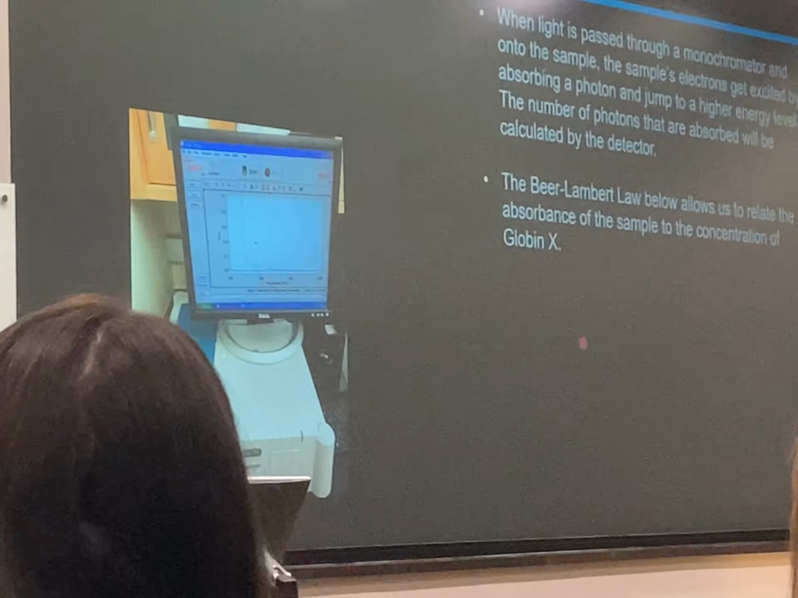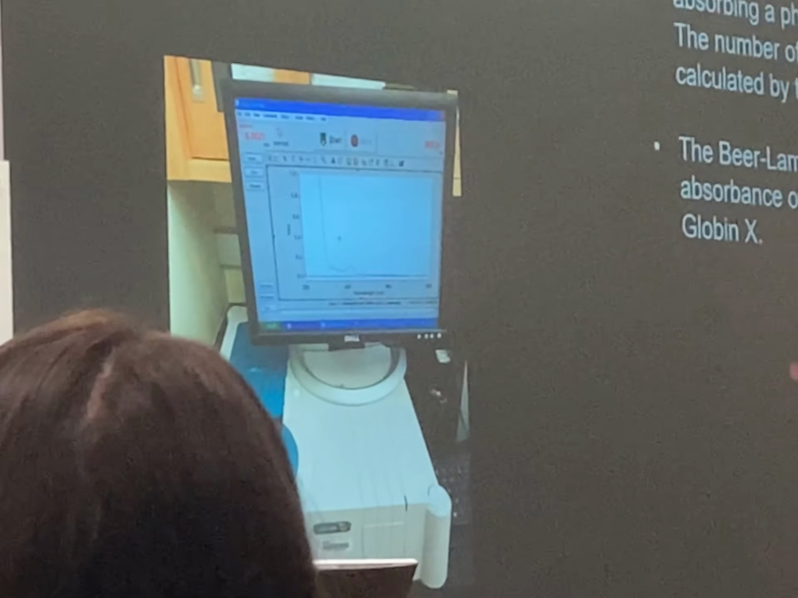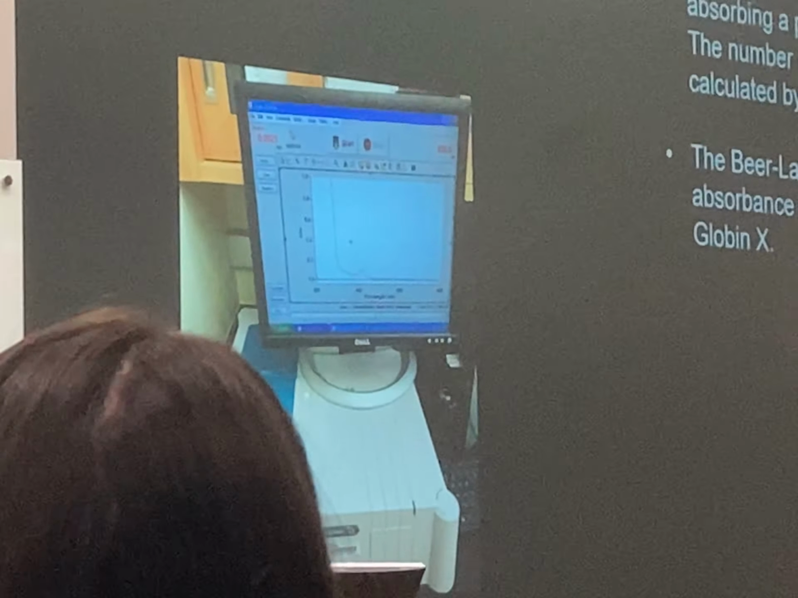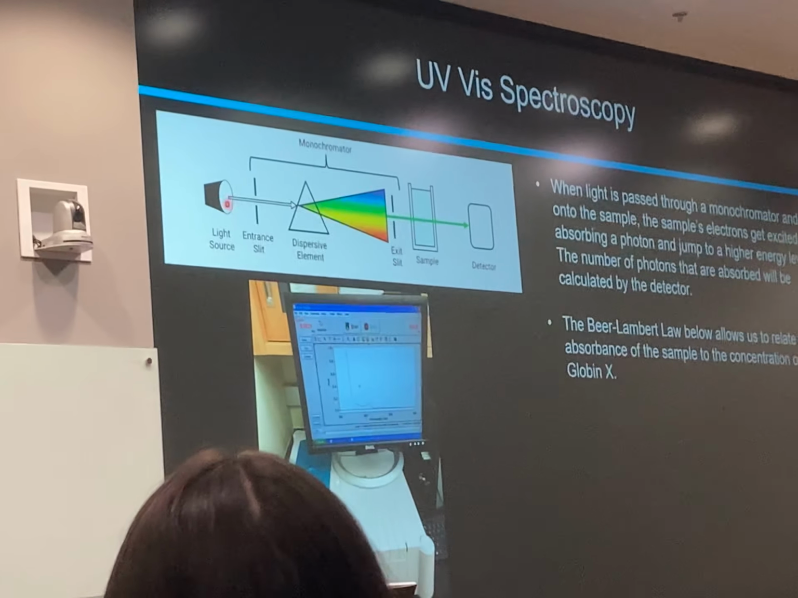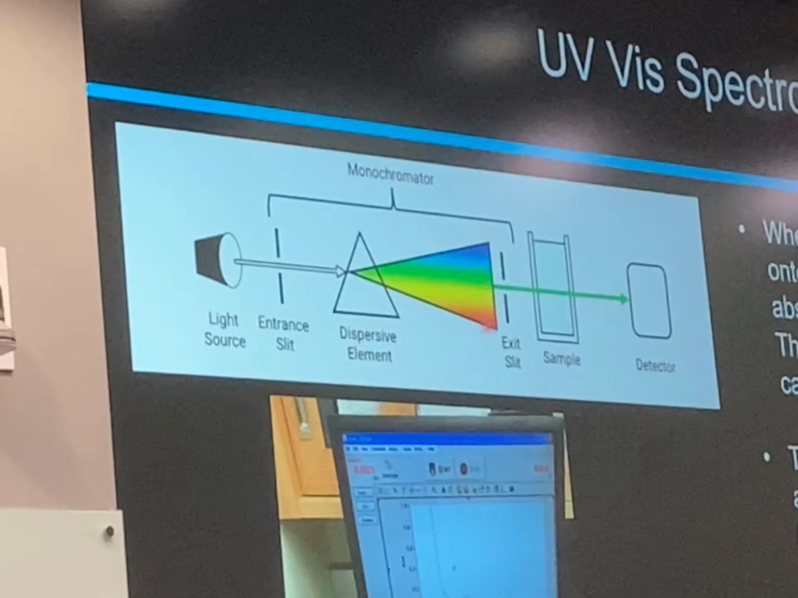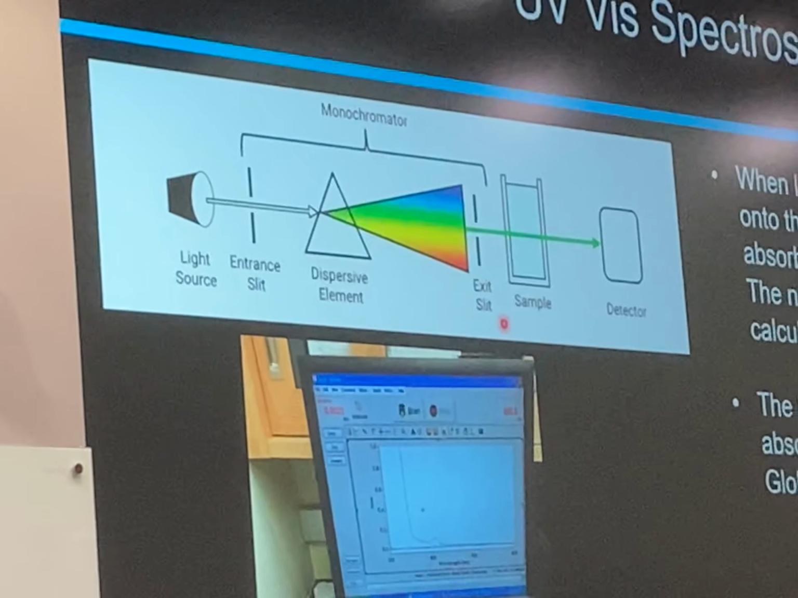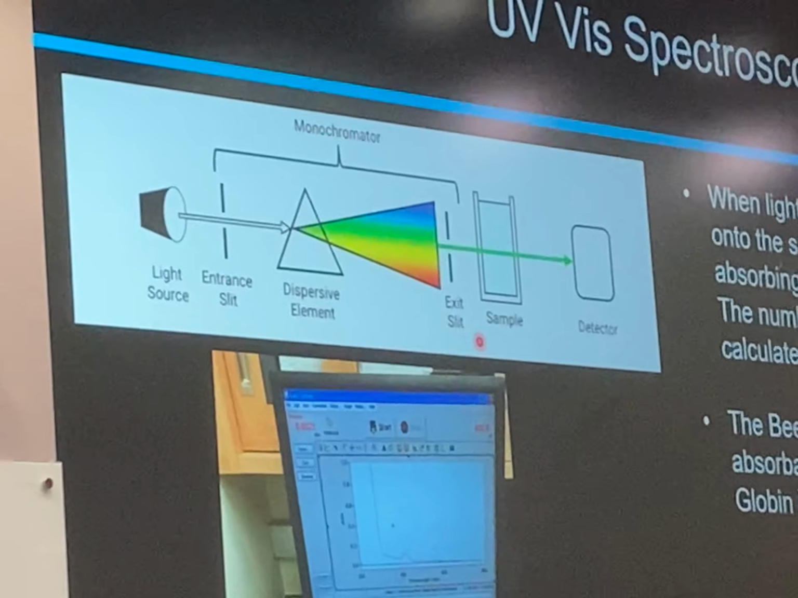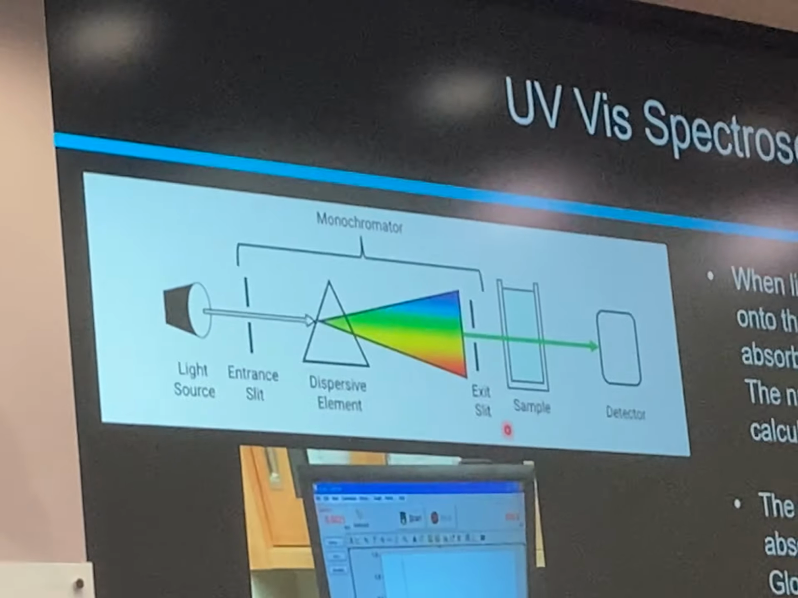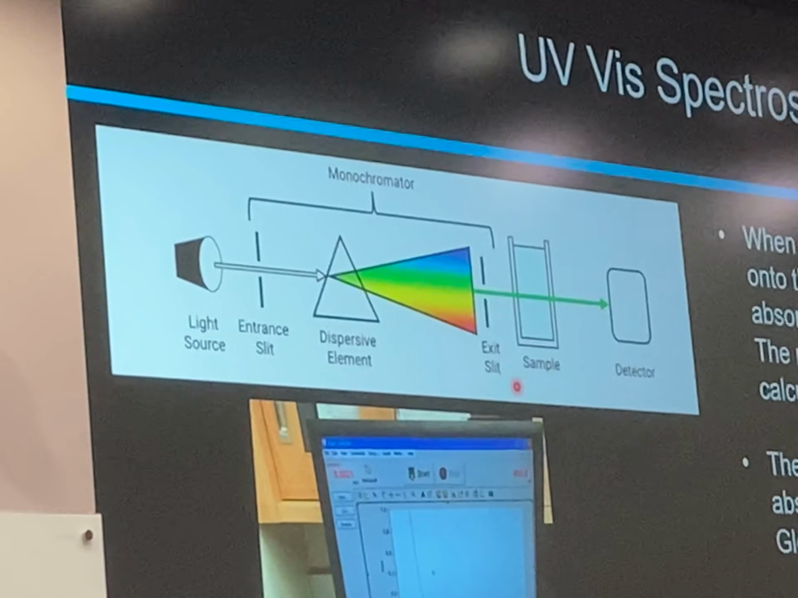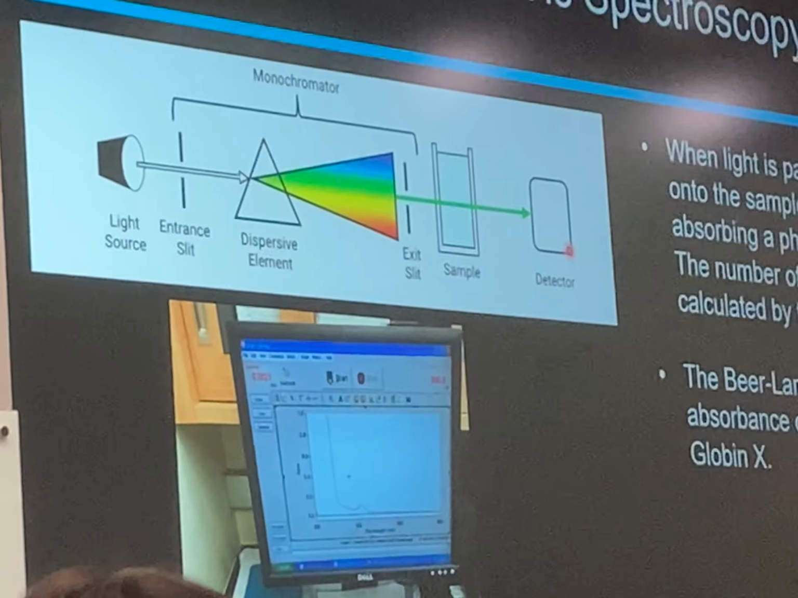Voila, we put it in this UV-vis spectroscopy machine, shown right there. Now I'm just going to briefly explain how that machine works. So, in this diagram, light is passed through this monochromator and onto this sample of globin X and cyanide. The sample's electrons get excited because they absorb a photon and jump to a higher energy level. After that, the number of photons that are absorbed will be calculated by this detector.